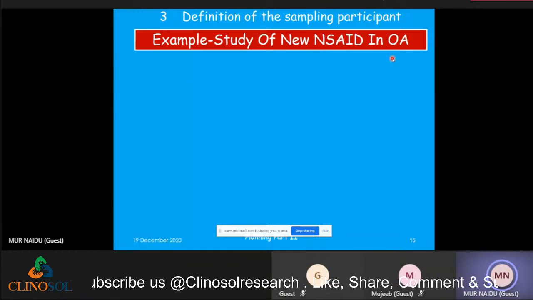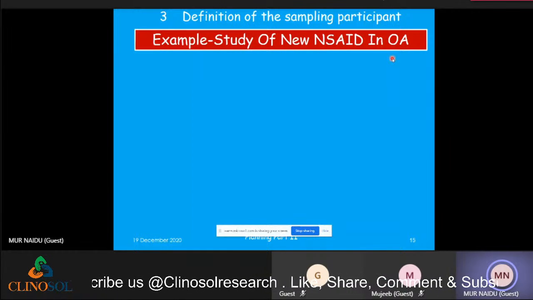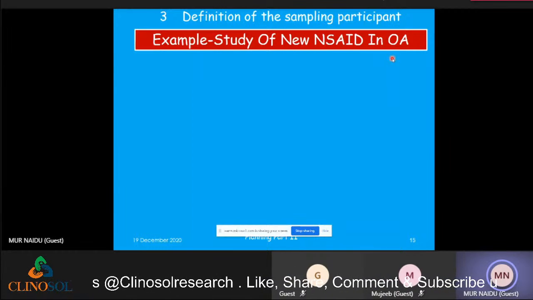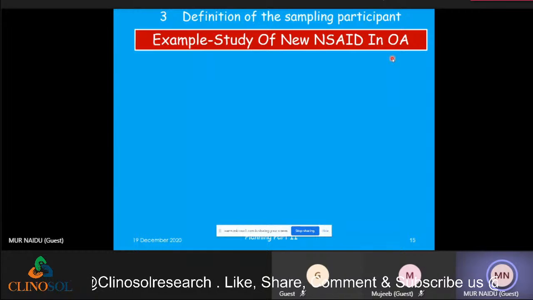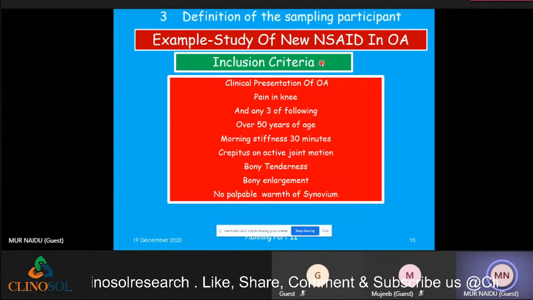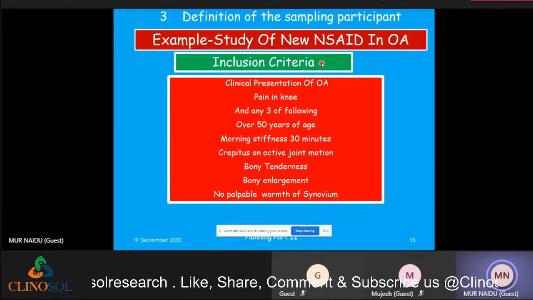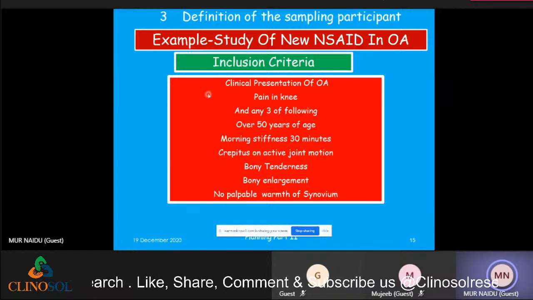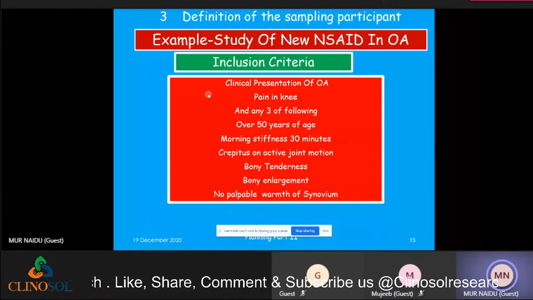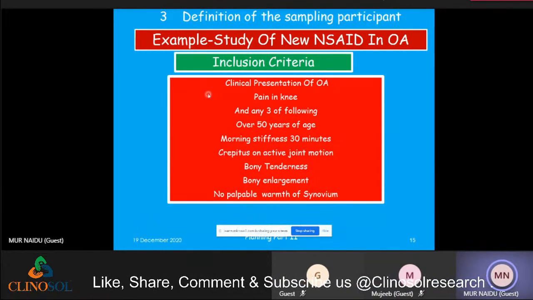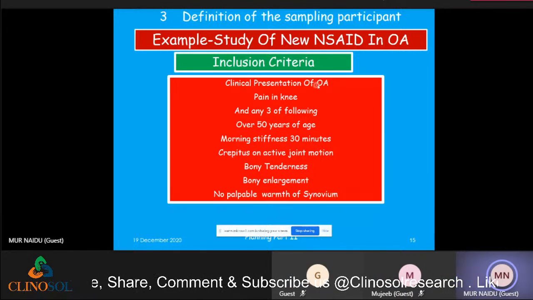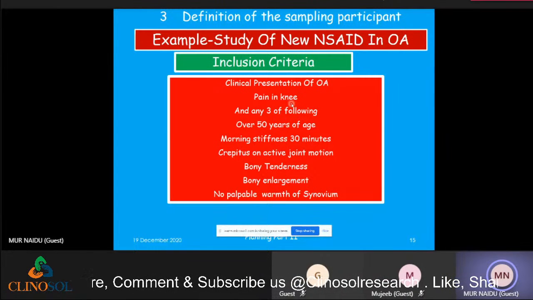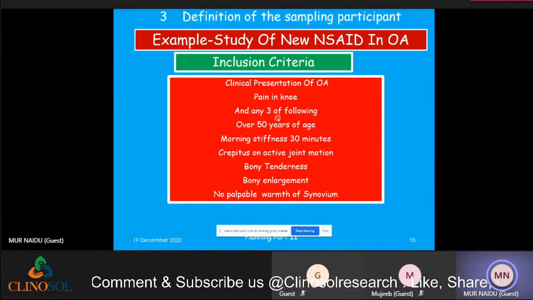First and foremost, about osteoarthritis, I will read and try to understand when I can say this is osteoarthritis, what are the criteria? I must know the inclusion criteria. And for knowing inclusion criteria, the best source for me is the American College of Rheumatology. They have given a clear clinical presentation of OA. When you can say OA, there must be knee pain, and any three of the following.